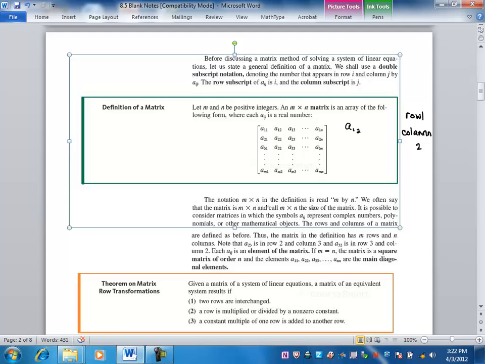The matrix in the definition has M rows and N columns. Note that A sub 2,3 is row 2, column 3, and A sub 3,2 is row 3, column 2. Each A sub ij is an element of the matrix. If you have the same number of rows as you do columns, we call it a square matrix of order n. And they talk about the main diagonal here, guys.